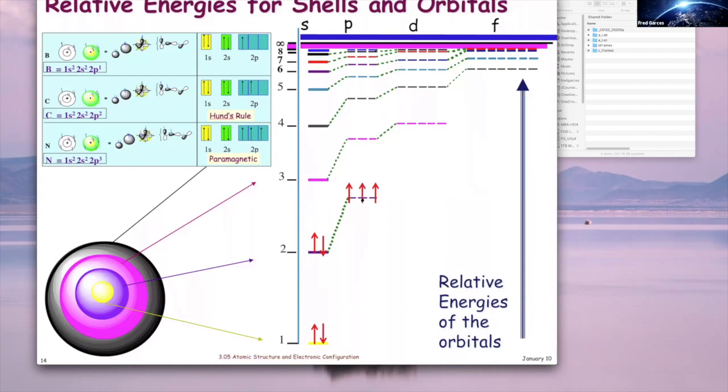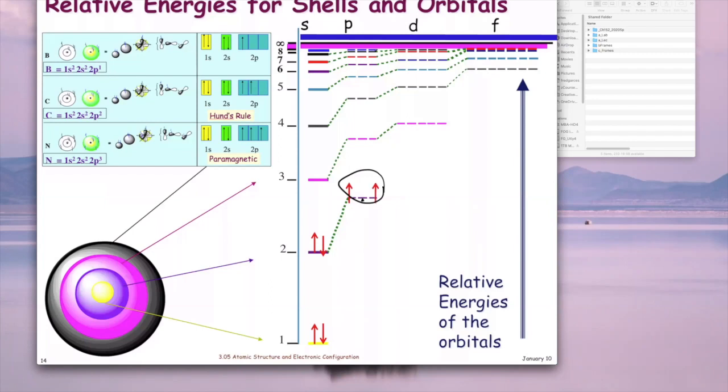Notice that there are 3 unpaired electrons. If we go back, that's carbon. It's got 2 unpaired electrons. That's boron. It's got 1 unpaired electron. So they're all paramagnetic. That right there is beryllium. It's got a paired electron. That's not paramagnetic. That's diamagnetic.